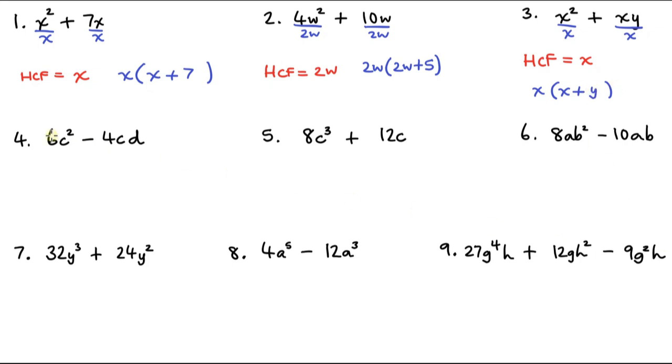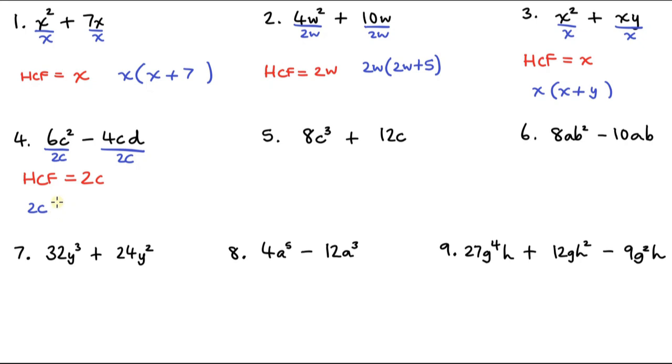Okay, question number 4. So the highest common factor of 6 and 4, well, that's going to be 2. And then the highest common factor of c squared and c, well, that's just going to be c. And we don't have any d's in the first term, so we can't factor out a d. So we're going to factor out a 2c. So let's divide both terms by 2c.